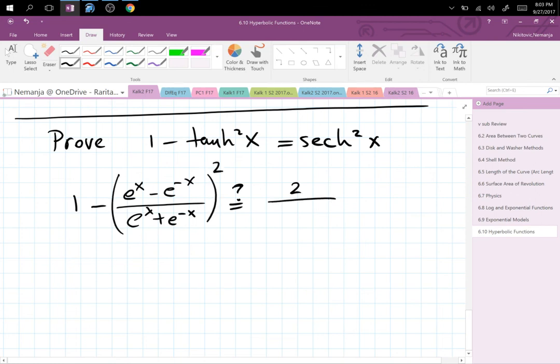this one, which is the secant: 2 over e to the x plus e to the minus x, all of this squared. Now, if you carefully look, you see that you have the same denominator already, and they're both squared.